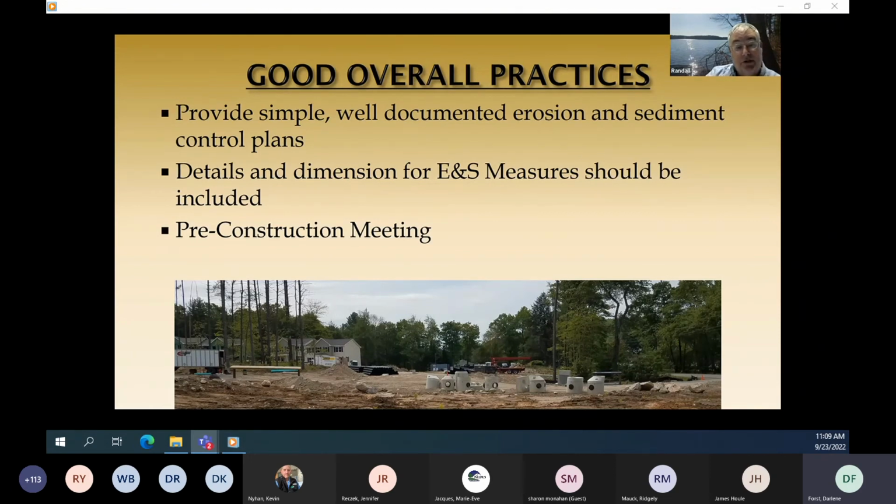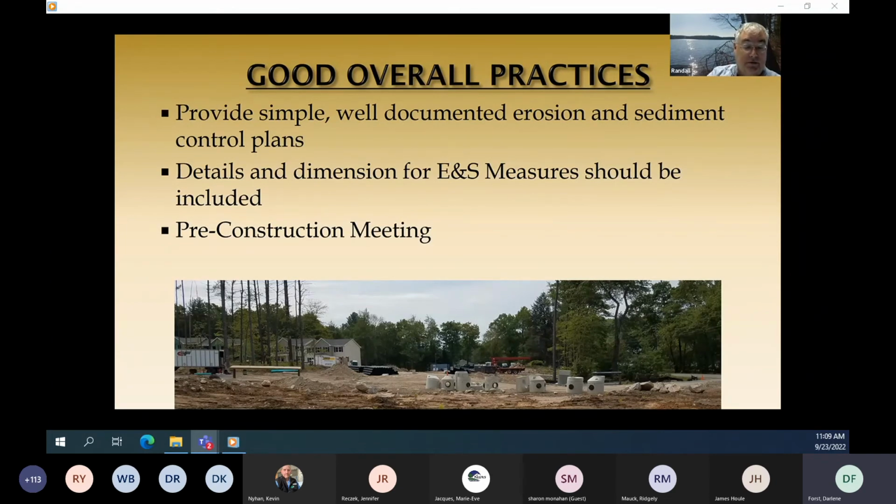Details and dimensions for erosion and sediment control measures should be included. It's fine to put in a line of silt fence, but if it's critical to make sure you're covering an entire area, you may want to give dimensions on that. The specifications should certainly make sure that you're getting the right kind of materials to put in there.